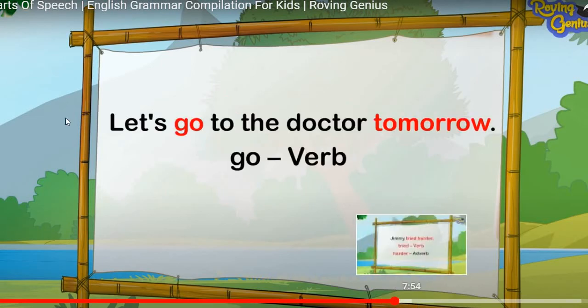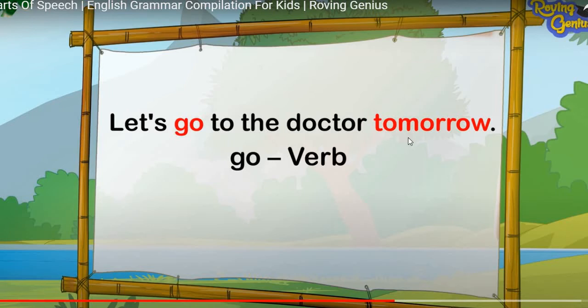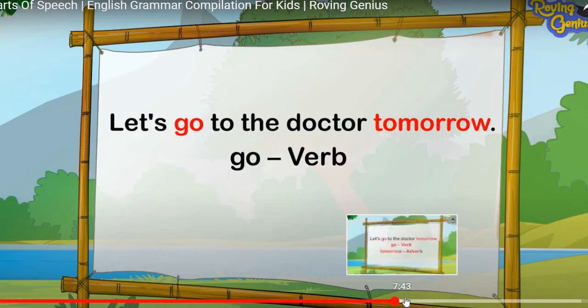Next, let's go to the doctor tomorrow. When shall we go to the doctor? Tomorrow. So the adverb is tomorrow. Why? Because it answers the question when. When shall we go to the doctor? Okay?